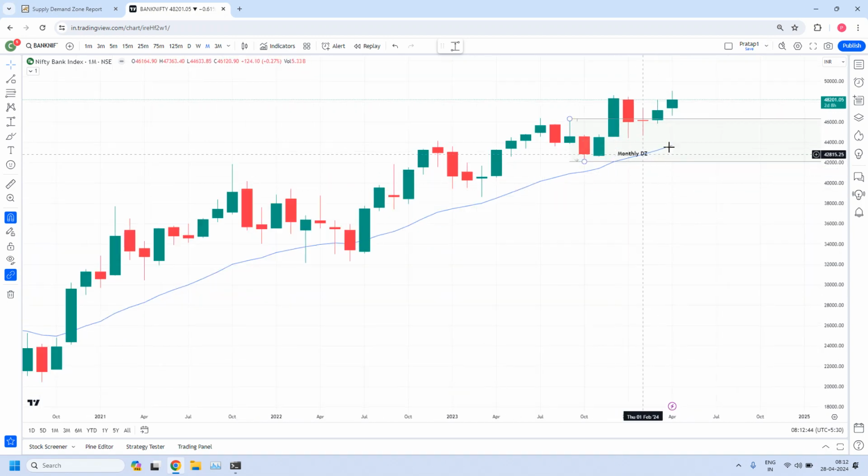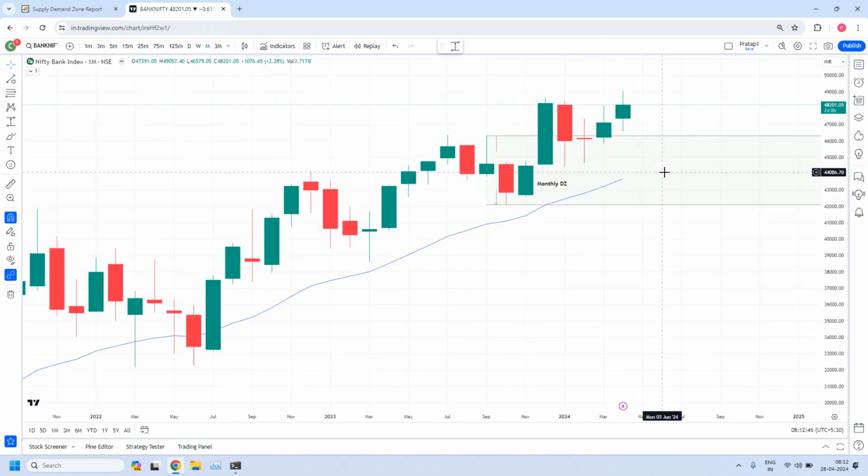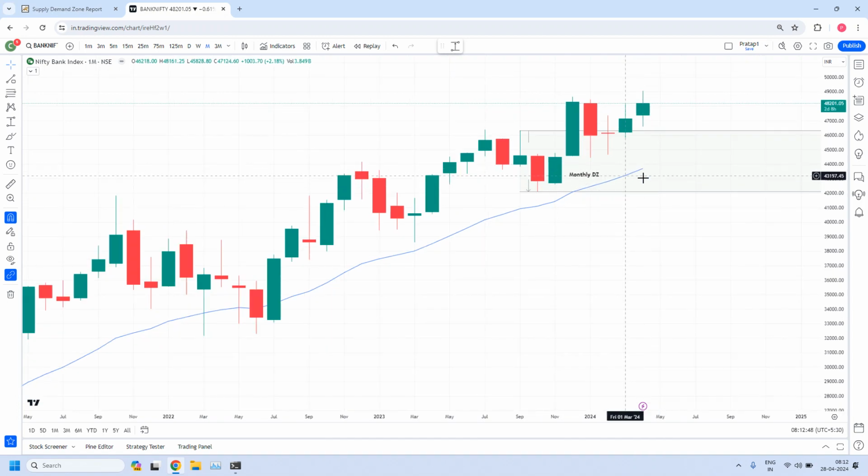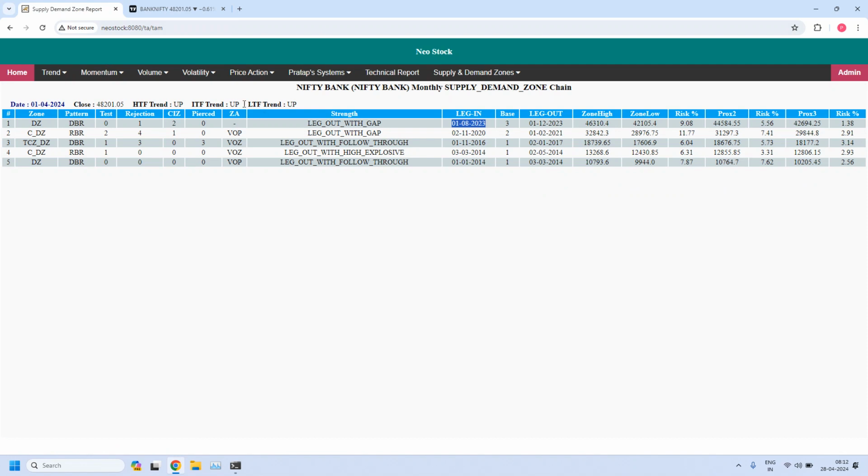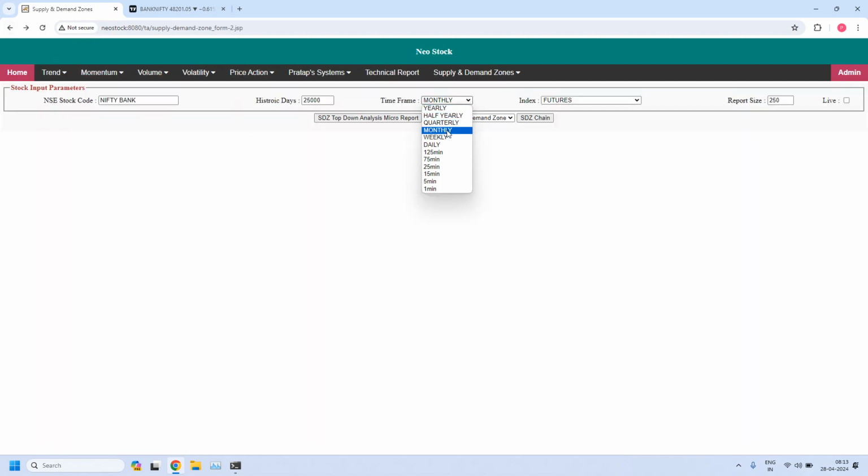And this monthly demand zone is an all-time high demand zone. Also we should understand at present monthly trend is an uptrend. See the monthly trend. Whichever zone I am generating will be displayed as LTF. So we can assume here LTF is monthly. It is having uptrend. Now let us generate a weekly chain. So I am selecting the weekly time frame and let me generate the chain. It may take some 8 to 10 seconds to generate the report.